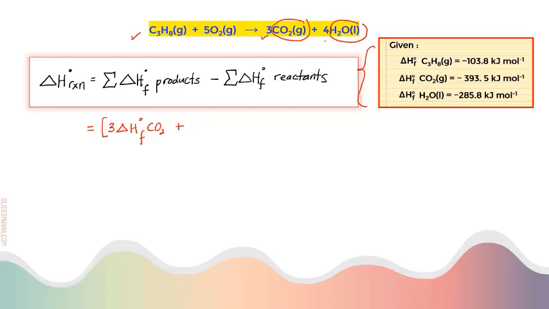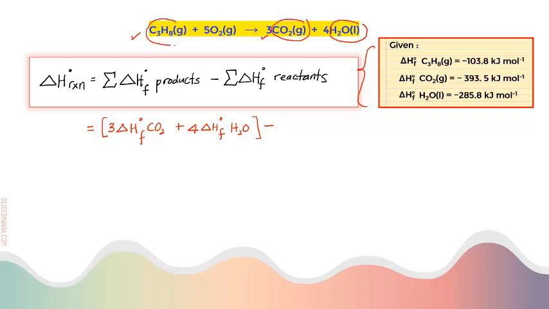Since the coefficient for the liquid water in the balanced chemical equation is 4, therefore, the value of standard enthalpy of formation of liquid water is multiplied by 4. This is the sum of the standard enthalpy of formation of the products. Next, subtract the sum of the standard enthalpy of formation for the reactants.